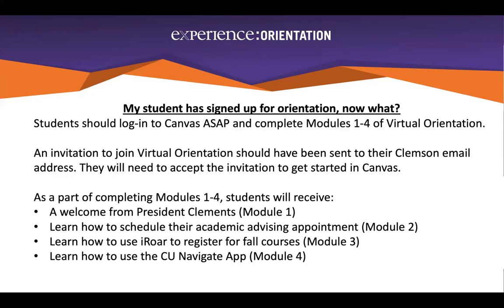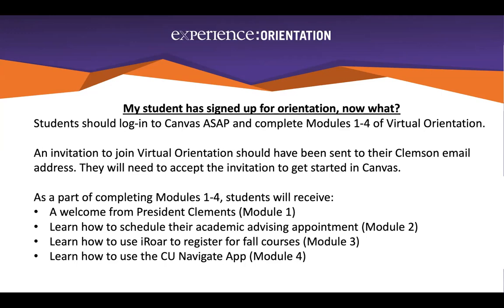All right, so your student has signed up for orientation, so now what? Well, once this happens, they should have received a confirmation email outlining their next steps to complete the program. In addition, they should have also received a separate email from Canvas inviting them to join their academic college's virtual orientation program.